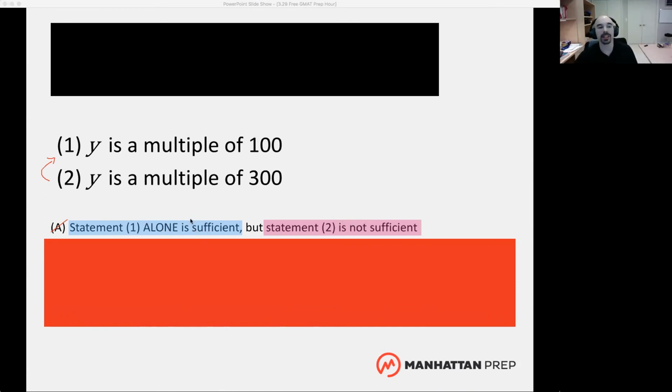You can also look at it in the opposite direction. If 1 alone is sufficient, and 2 gives us everything that 1 had, and then some, even more information than statement 1, then how would you explain that 1 is sufficient and 2 is not? If 1 is sufficient on its own, then 2 is certainly sufficient on its own. It gives us everything that 1 had to offer and more.